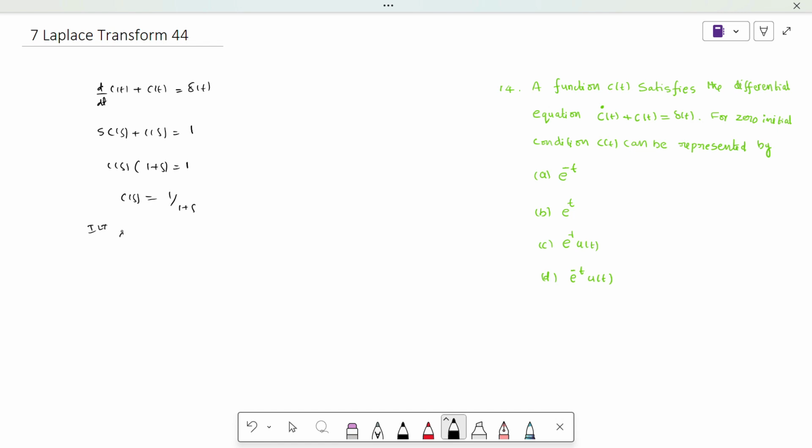So taking the inverse Laplace transform, C of t equals e power minus t. So here a equals 1. So 1 into t into u of t. This is the case.